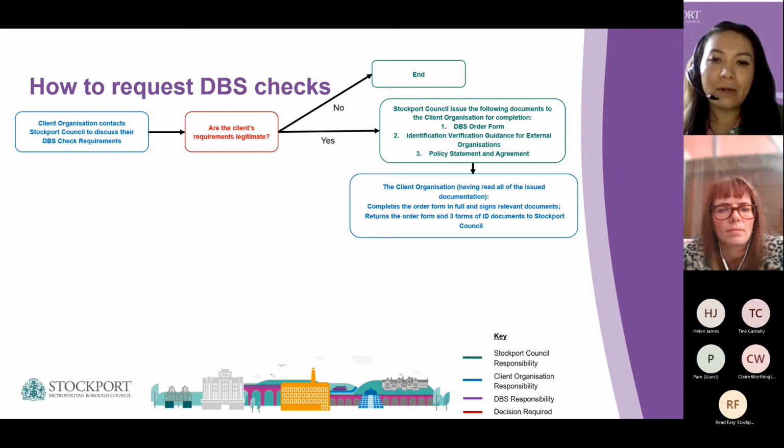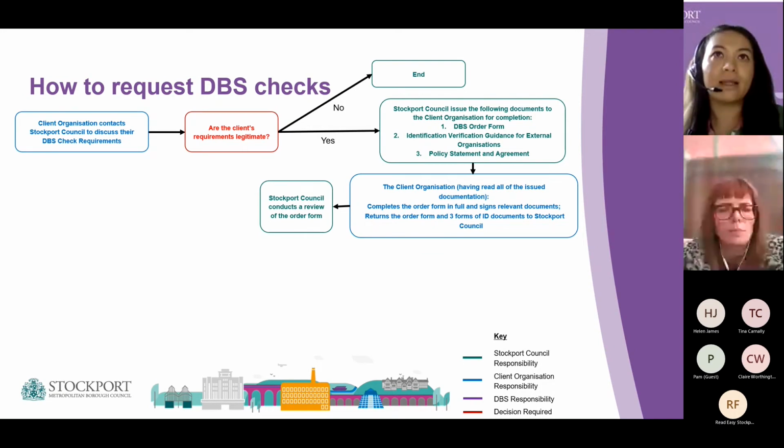The client organisation then reads through all of those documents, and that is just a Word document, and sends that over to us with 3 forms of ID documents. That can be sent through an email, or you can post that to us. We'll then review the order form and check that that's all in order, and we'll also look at the documents that you've provided.